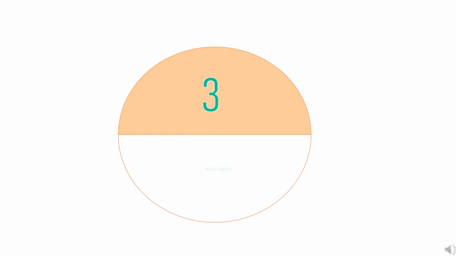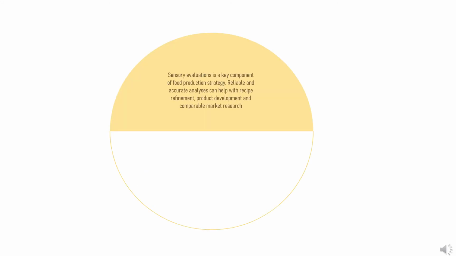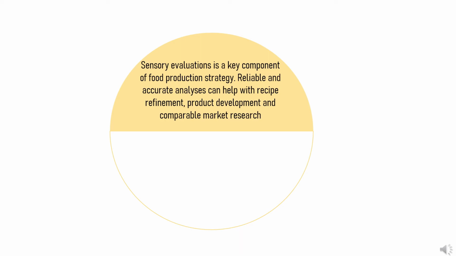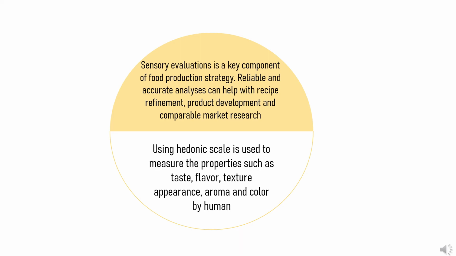The third is sensory analysis. Sensory evaluation is the key component of food production strategy. Reliable and accurate analysis can help with recipe refinement, product development, and comparable market research. It uses a hedonic scale to measure the properties such as taste, flavor, texture, appearance, aroma, and color by humans.